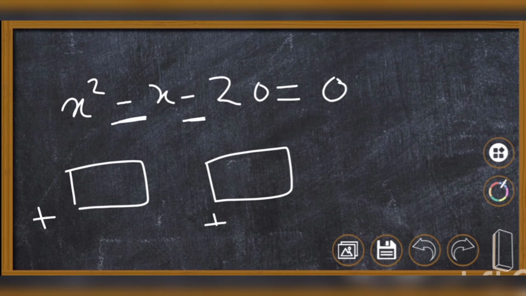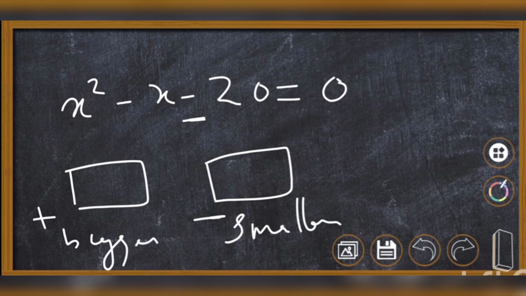Okay, one will be positive and the other will be negative. Now which will be the smaller one? The smaller one will have the same sign as B. Here the sign is minus 1. So the smaller number will have the negative value. Okay, so plus is bigger and minus is smaller.